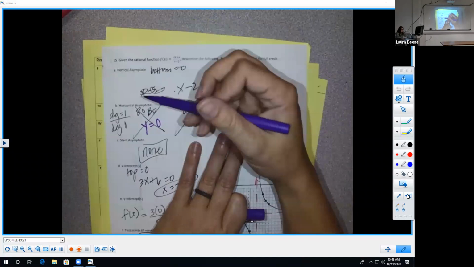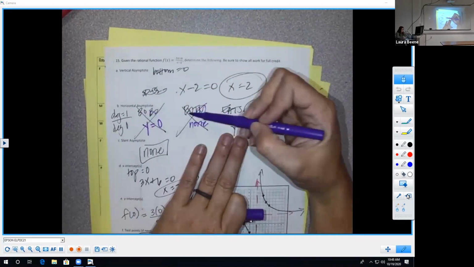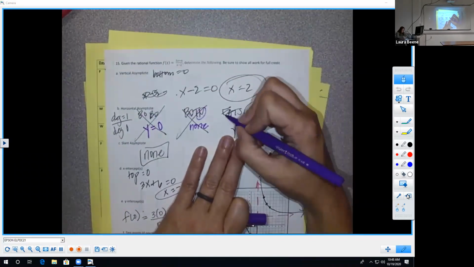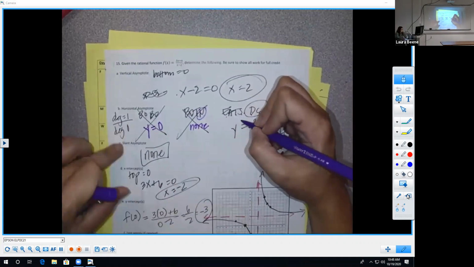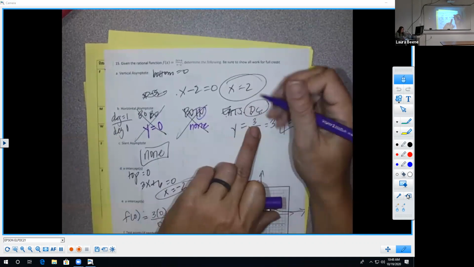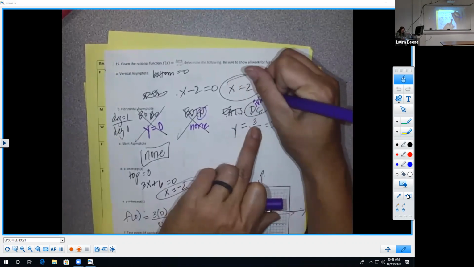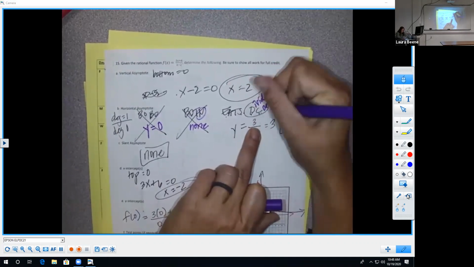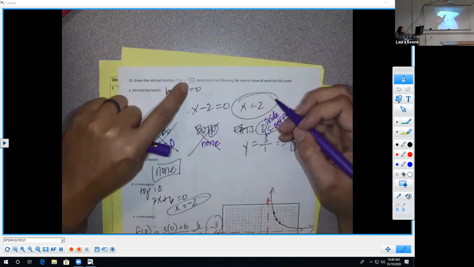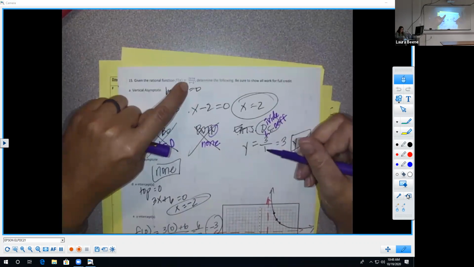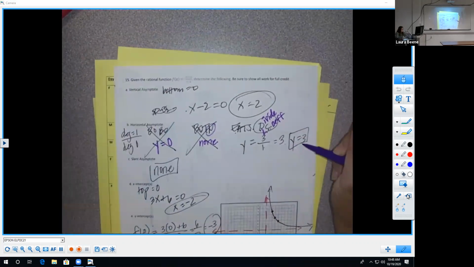And EATS DC, that's my only other option: either bigger on bottom, bigger on top, or the same. This is exponents are the same, so this is when the degree is the same on top and on bottom. And DC means divide your coefficients, and it's actually the leading coefficient. The leading coefficient on top was 3, and on bottom was 1. So I did 3 divided by 1 to get 3, and that's my horizontal asymptote. Does that help?